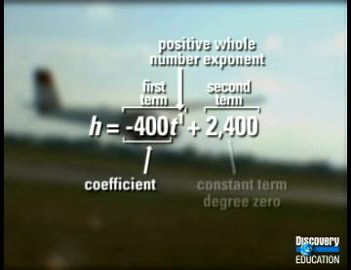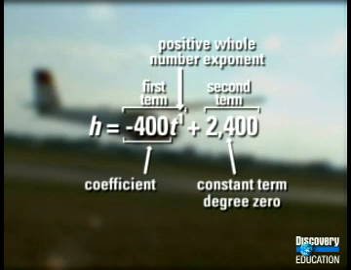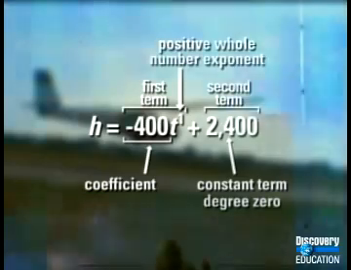The second term, 2,400, is a constant term and has degree 0 since it has no variable. The whole expression has degree 1, the greatest degree of any of its terms. When a function is based on a degree 1 polynomial, its graph is always a line.